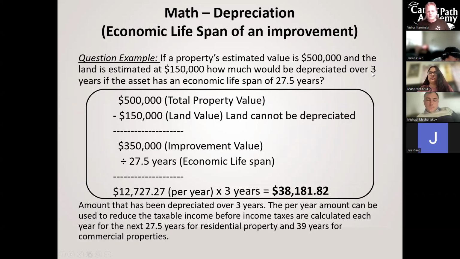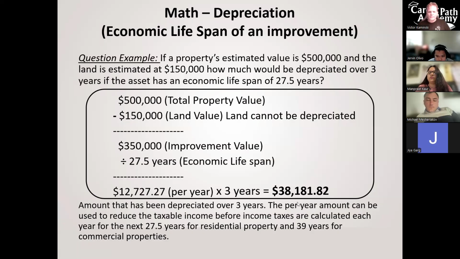So the trick here is you take the value of the land and subtract it from the total property's value. And that gives you the improvements value. Then you divide it by its economic lifespan, in this case 27 and a half years. And that tells you how much you could depreciate each year. But this specific problem says how much would be depreciated over 3 years. So all you do then is you just multiply that by 3. Okay, it's a fairly straightforward math problem here.